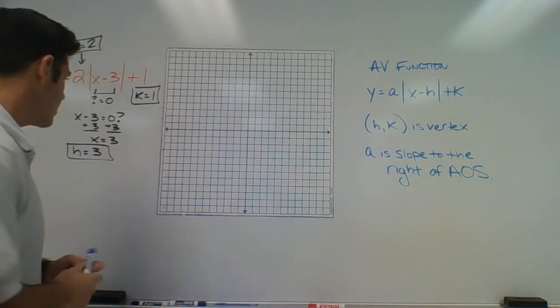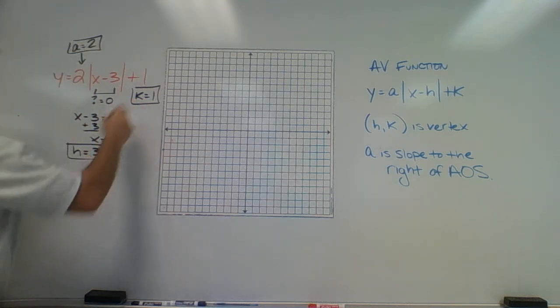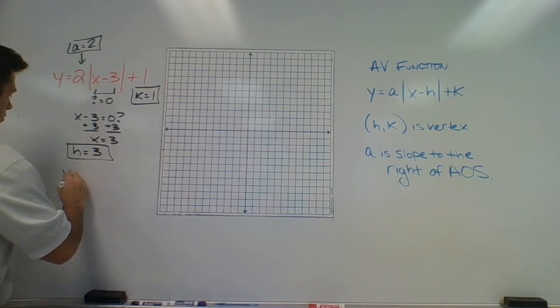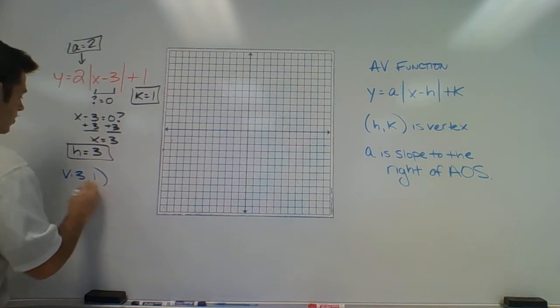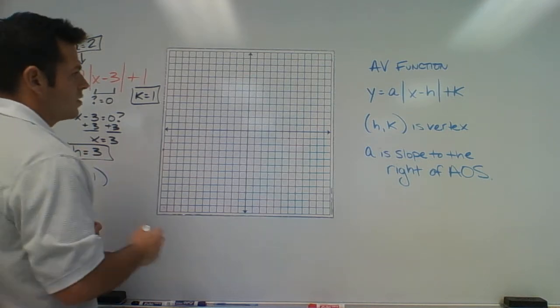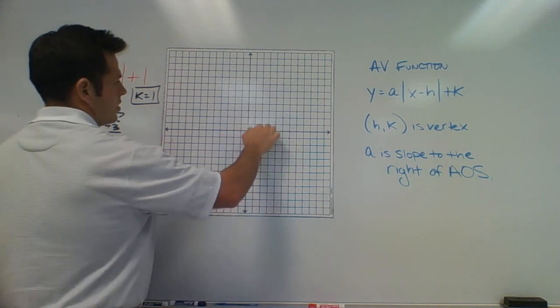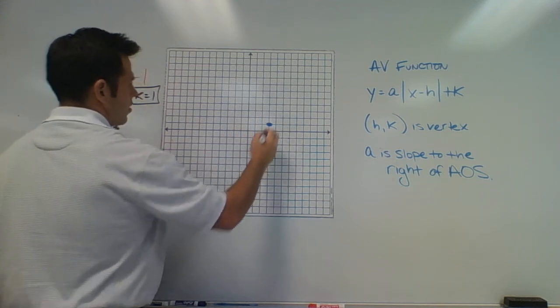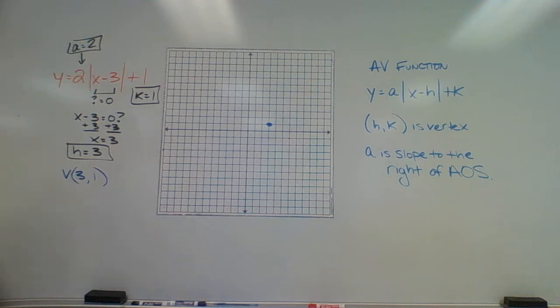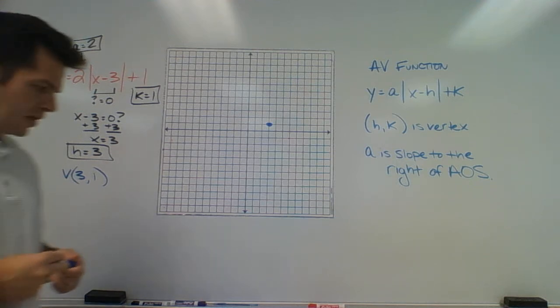The vertex is h comma k. We figured out that that's going to be 3 comma 1 for our vertex. 3 comma 1 is our vertex. I'll put a dot over here. I'll go from the origin 3 and then up 1. There is our vertex. Now at that vertex we understand a couple things.